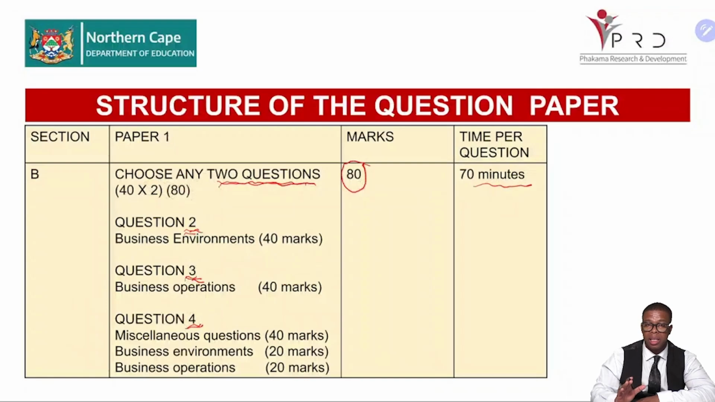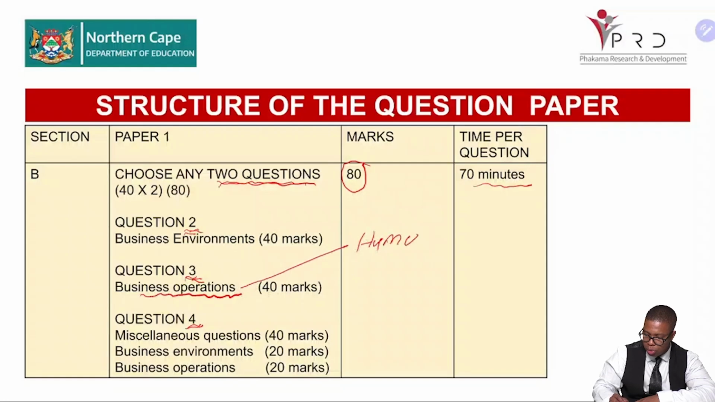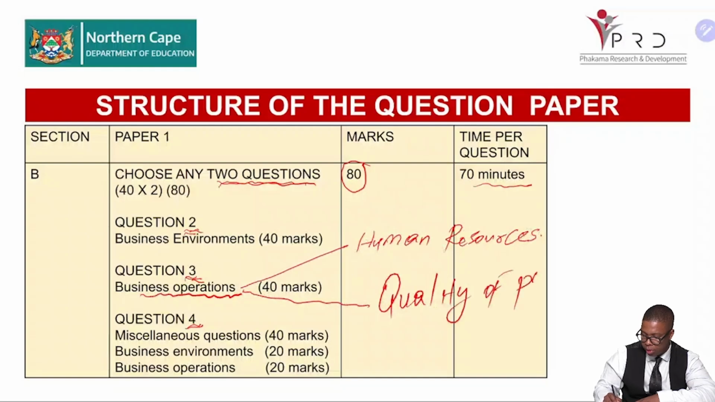Now, the understanding that we should have at the end of this revision lesson is that question 3 will have business operations subtopics. The business operations subtopics include human resources. They also include quality of performance.